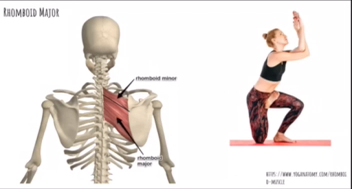Okay, to start off, we're going to talk about the rhomboid major. Its job is to retract the scapula and rotate it to depress the glenoid cavity. On the image at the right, we see a woman performing a yoga pose with her arms crossed in front of her. Her shoulder blades are pulled around the front of her body, lengthening the rhomboid major for a perfect stretch.